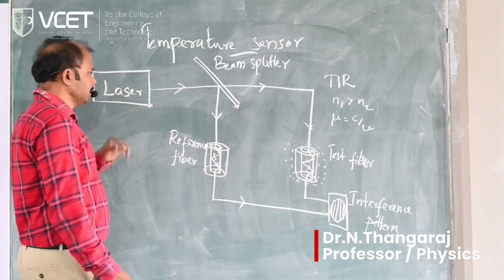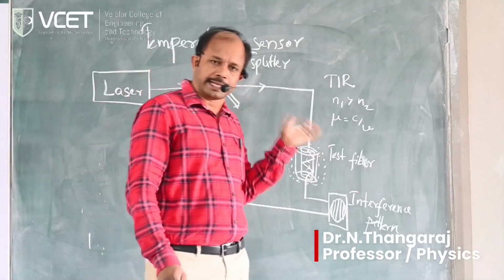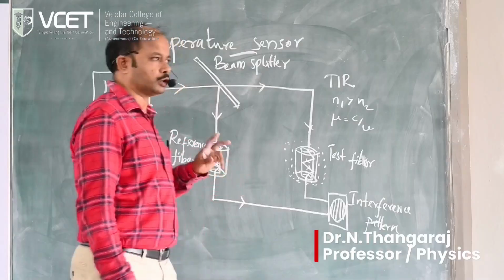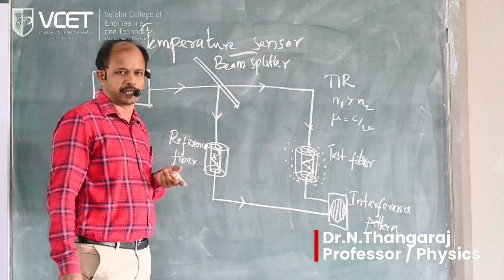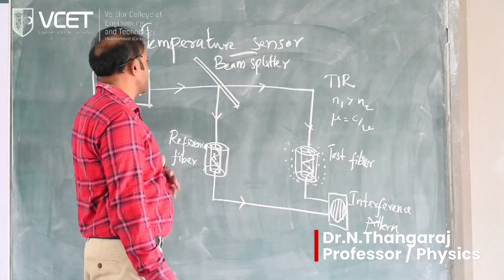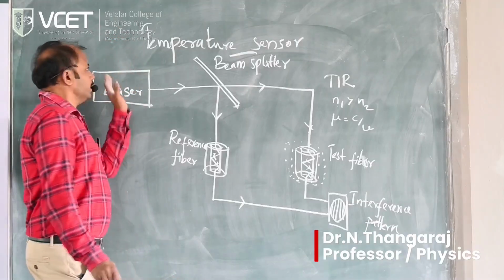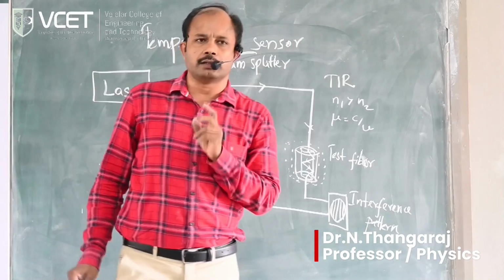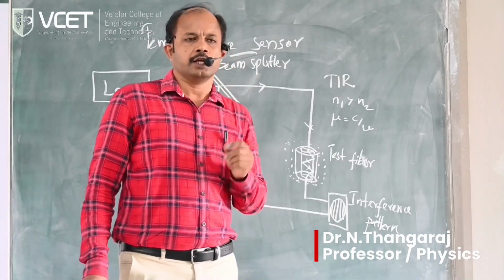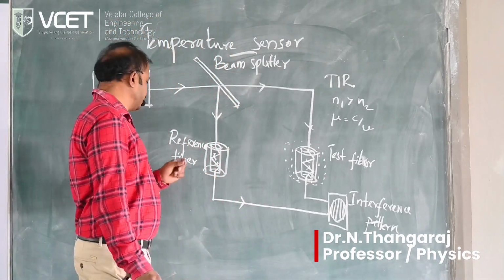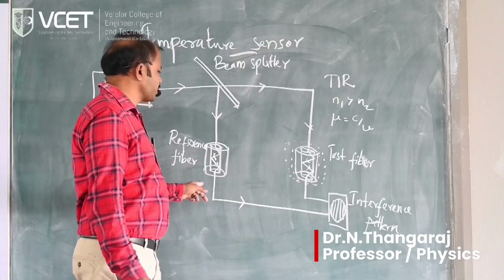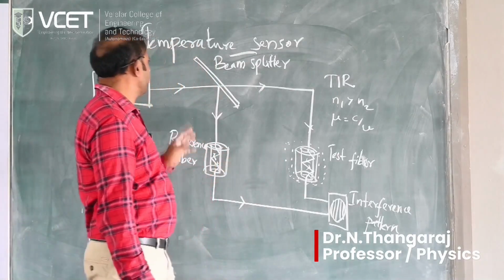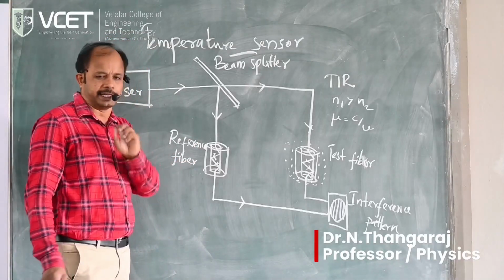Now we are going to discuss the temperature sensor. It is one of the applications of optical fiber. There are two applications; one more application is the displacement sensor. What is the basic principle of temperature sensor? It is based on the interference between the emerging beams from the reference fiber and the test fiber. The basic principle is interference.